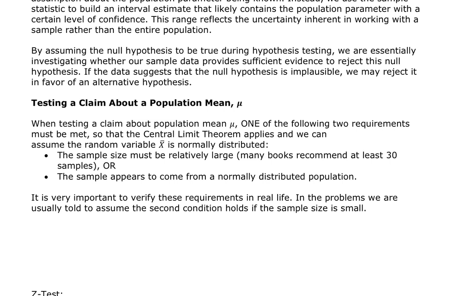we want to make a claim about the population mean. One of the following two requirements must be met so that the central limit theorem can be applied. The sample size must be relatively large, and that means at least 30. We like more than 30, but at least 30. Or the sample appears to come from a normally distributed population. It's very important to verify these requirements in real life. In problems, we are usually told to assume the second condition holds if the sample size is small.